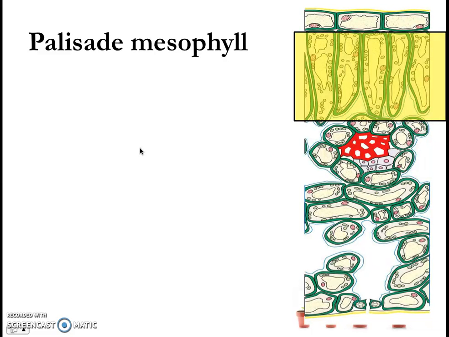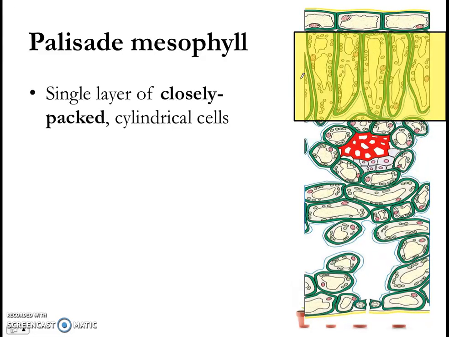Our second layer is the palisade mesophyll, this layer here, below the upper epidermis. Now the palisade mesophyll is a single layer of closely packed cylindrical cells. So importantly, the cells are very closely packed, right? And they are cylindrical. So in three-dimensional, they will look a bit like cylinders.